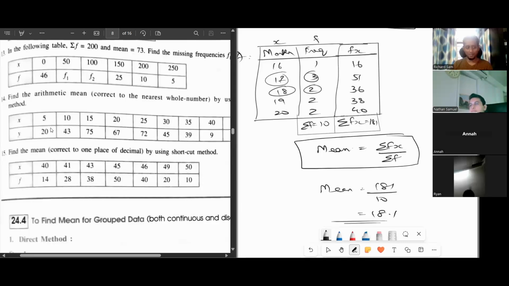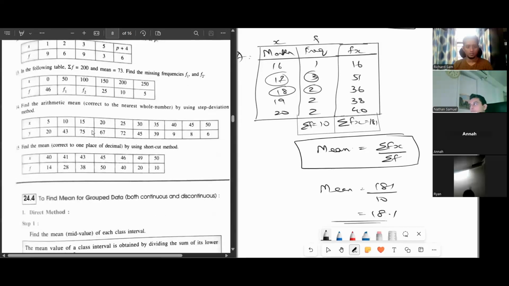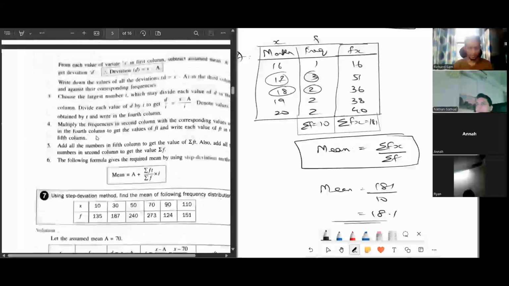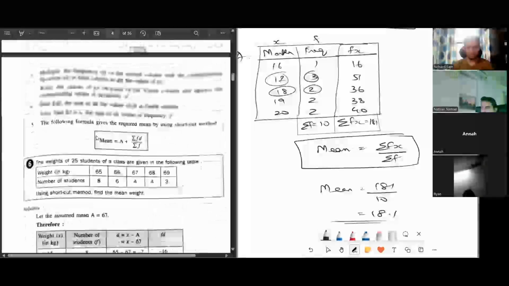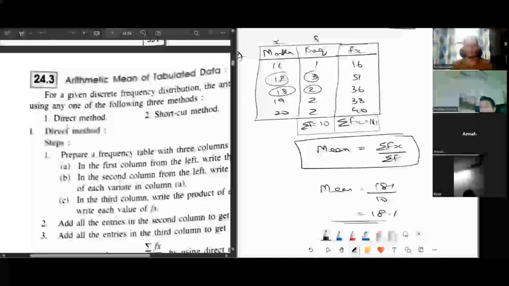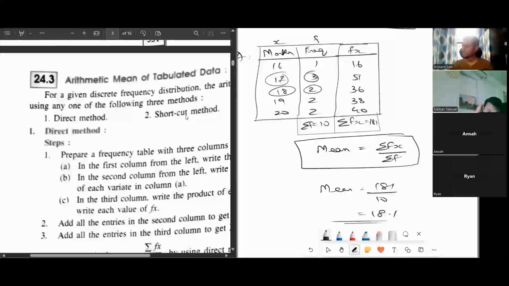So when you multiply f into x, what's going to happen? You're going to have very big numbers, right? So we have some other methods other than the direct method. In fact, there are 3 methods, okay, to find the mean. The first method is what we just now did. That is called what? Direct method. Now we'll see the next method called shortcut method.